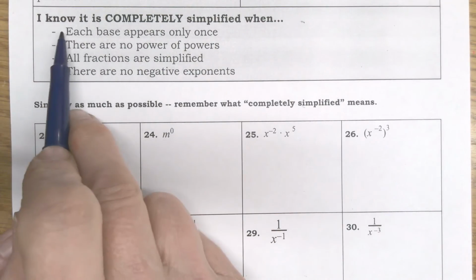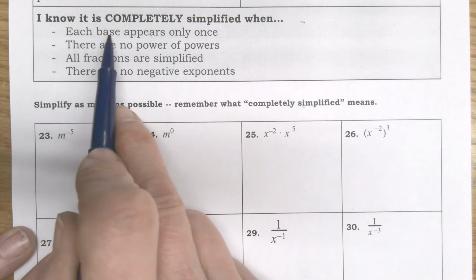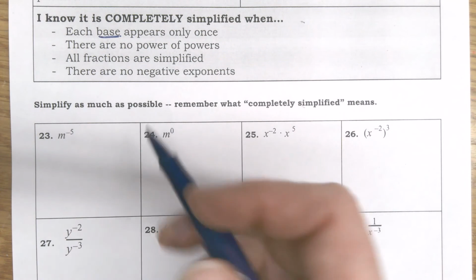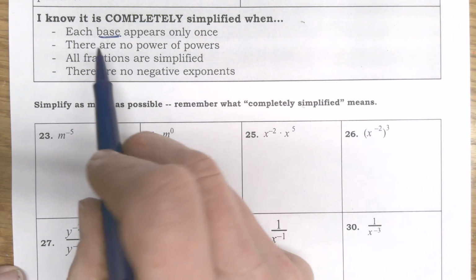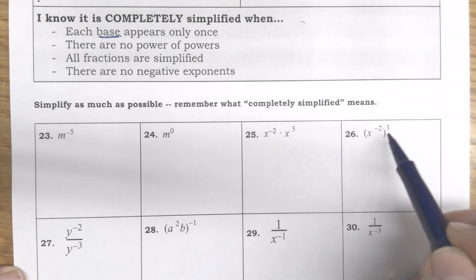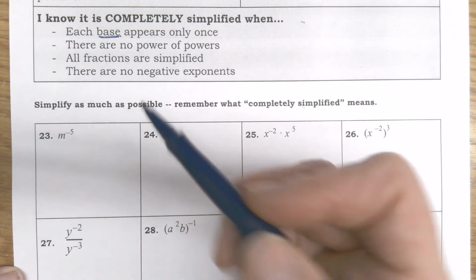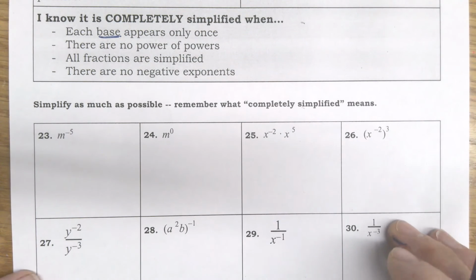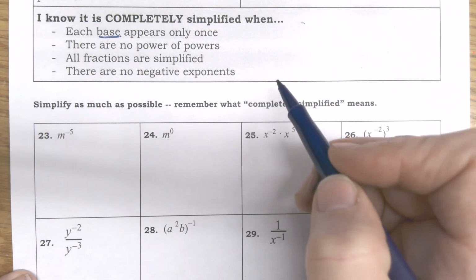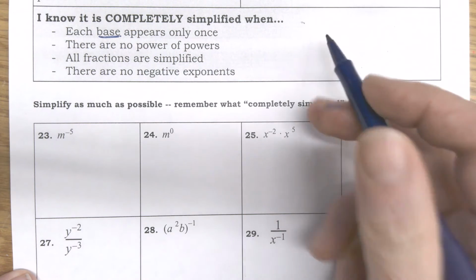And again, when you're simplifying, you want to make sure you're done when you only have each base once. That means each variable. I don't want multiple x's or multiple y's or multiple m's. There's no power on power, so I have no parentheses. I have all fractions simplified, so if I have numbers on the top and on the bottom, they're in lowest terms. And lastly, there are no negative exponents. So if I had negative exponents on the top, I move them to the bottom. If I had negative exponents on the bottom, I move them to the top.